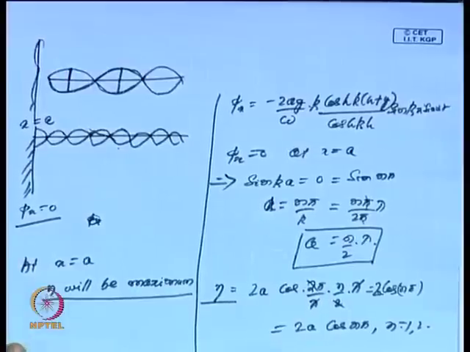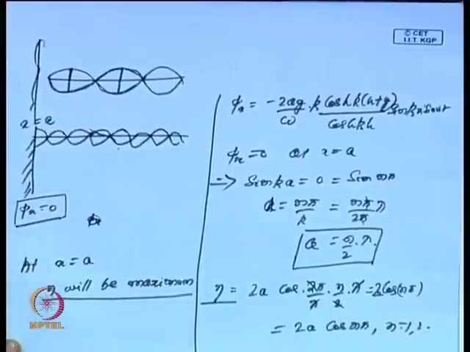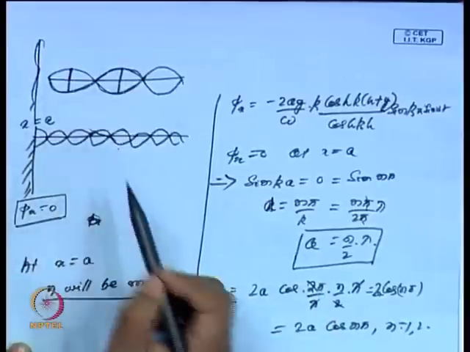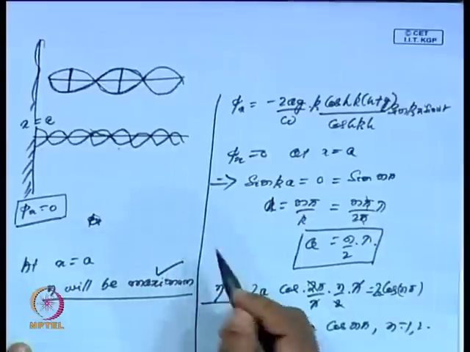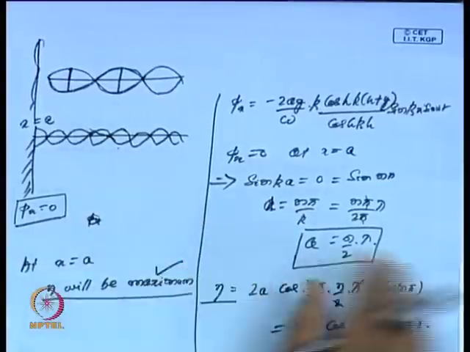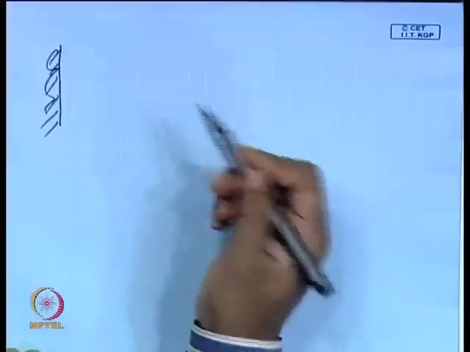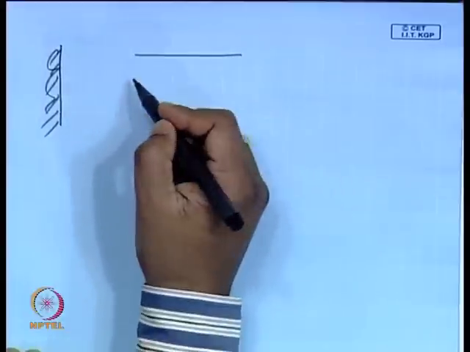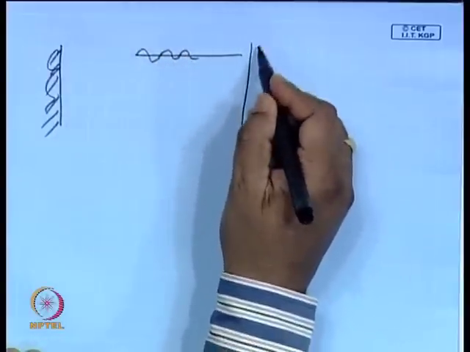So, what we are concluding from here is that it can also be seen that the horizontal velocity is 0 near the wall as far as the fluid particle is concerned, and in the formation of standing waves we have seen that eta attains the maximum, the amplitude becomes the maximum. So, suppose I have a wave which is propagating, and I have a wall.